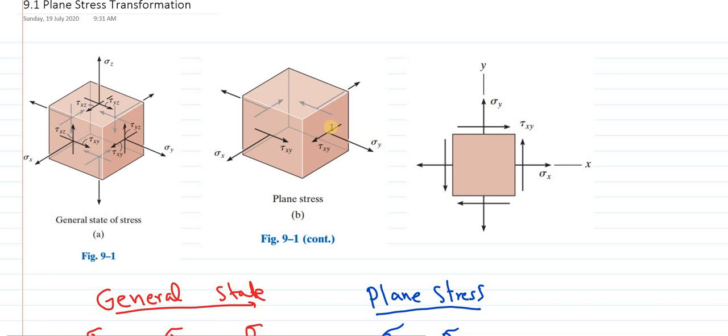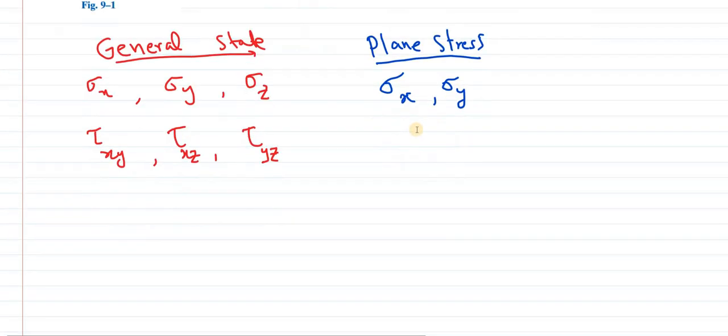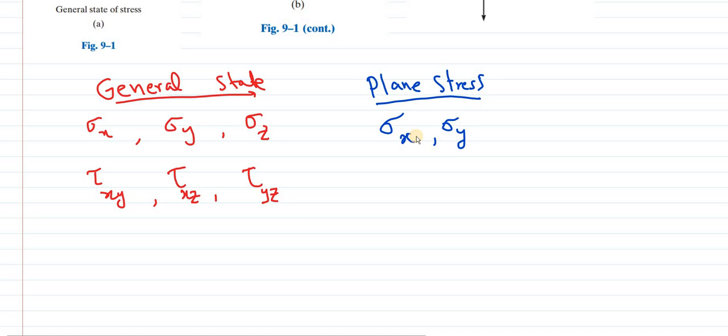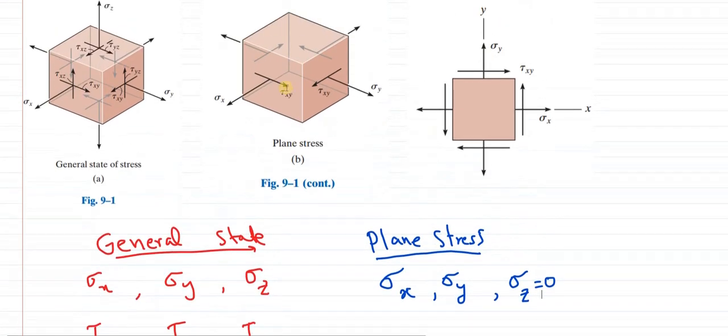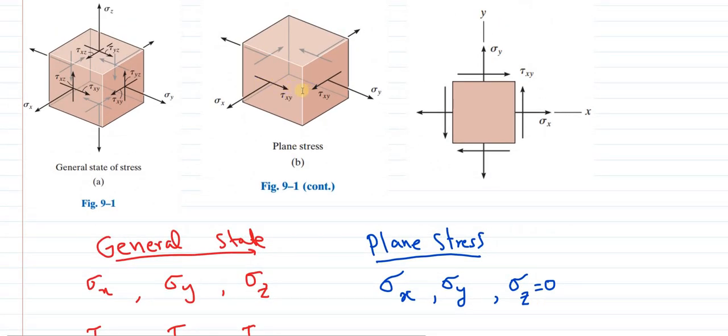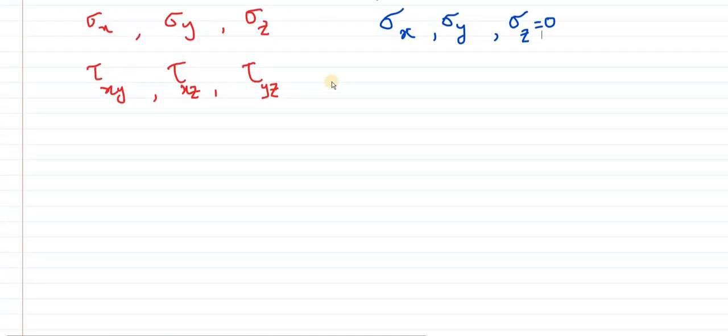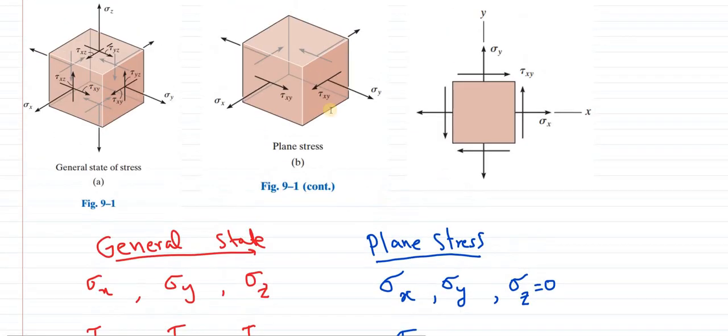All of them are contained in the xy plane. So sigma z, in case of a plane stress, we have two normal stress components, and the third component, sigma z, is equal to 0. And then if the stresses are all in the xy plane, then of course the shear stress that will be non-zero would be tau xy. We only need to know tau xy, because we have seen that there is no force, no stress acting in z direction.